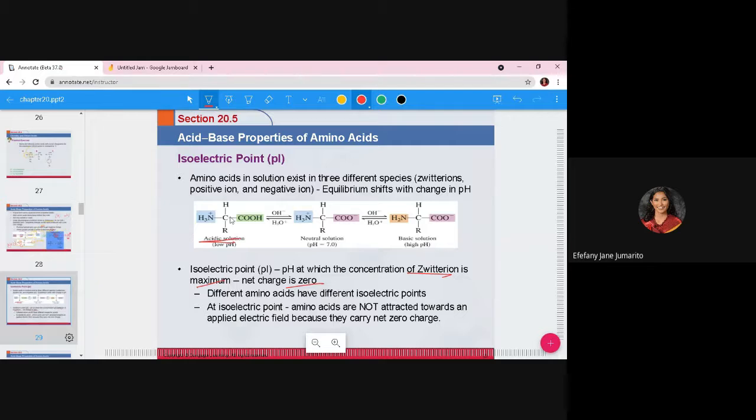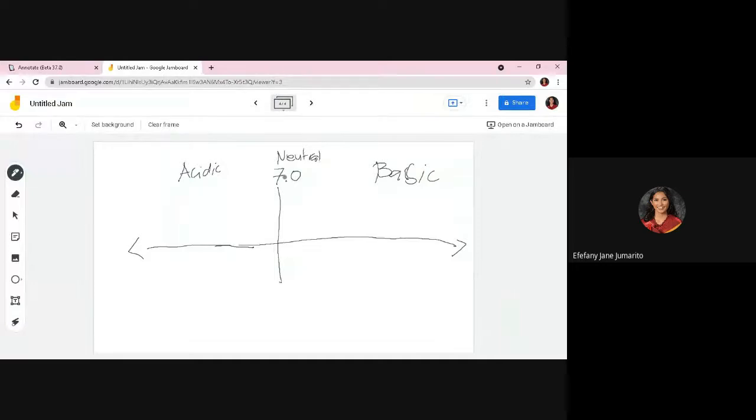Under an acidic solution, meaning low pH, below 7. We have 1, 2, 3, 4, 5, 6, and that's acidic. If the pH is between there, that's acidic. Then 8, 9, 10, 11, 12, 13, 14, that's basic. So when we say low pH, it means it's here.